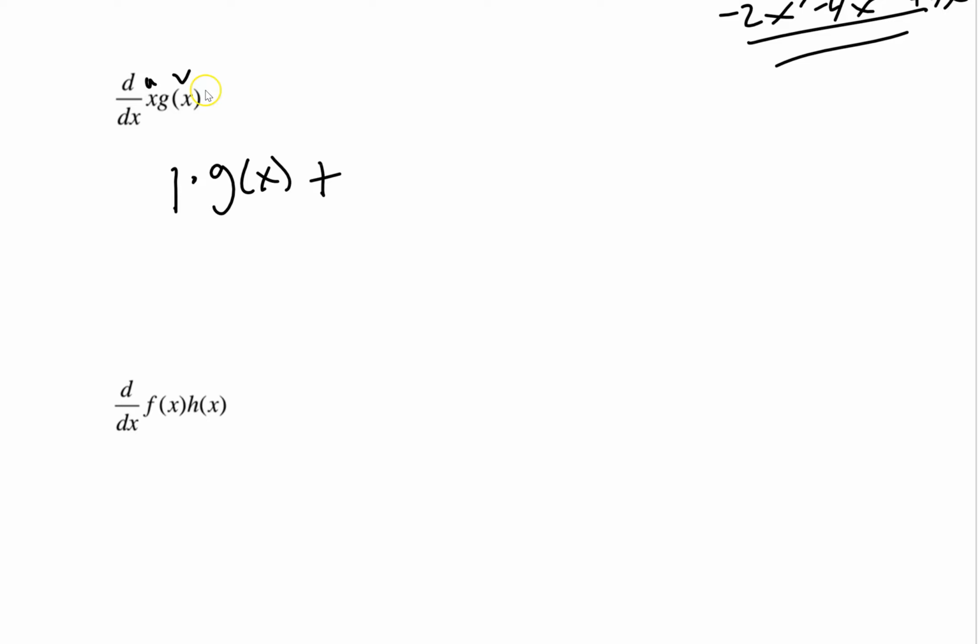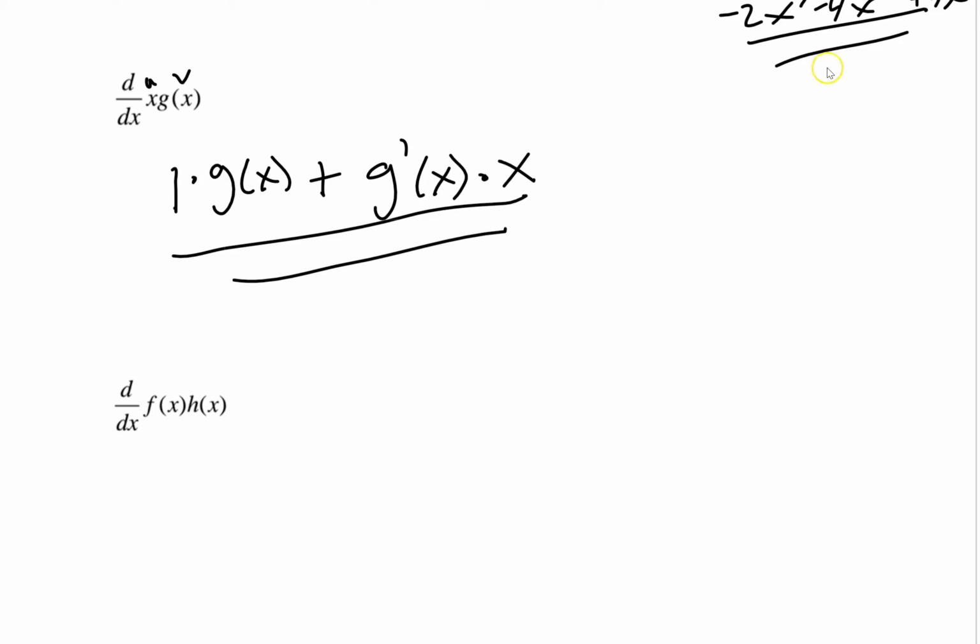Then we switch it, take the derivative of the second. Well, the derivative of g(x) is going to be g prime of x, then times the other one left alone, x. That's it. That's all you can do. I mean, you can make it a little prettier if you want, but that's it.